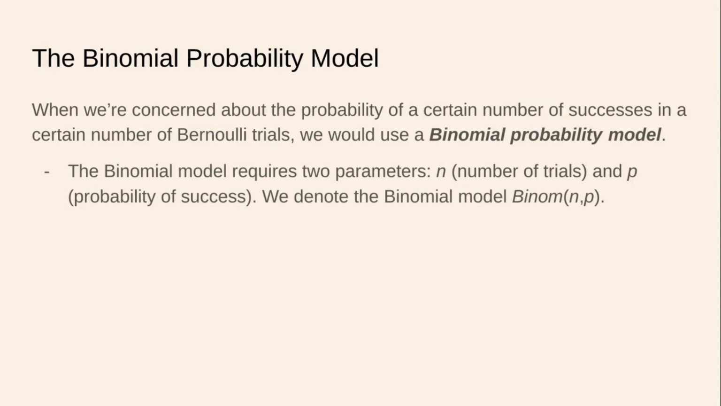The binomial model requires two parameters. Just like the geometric probability model requires one, namely the probability of success, the binomial model requires two parameters: n, which is the number of trials, and p, the probability of success. We denote the binomial probability model with this little notation right here, Binom(n, p).